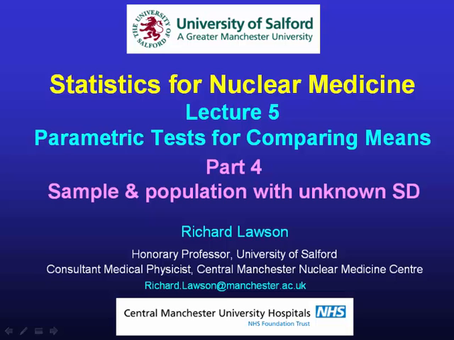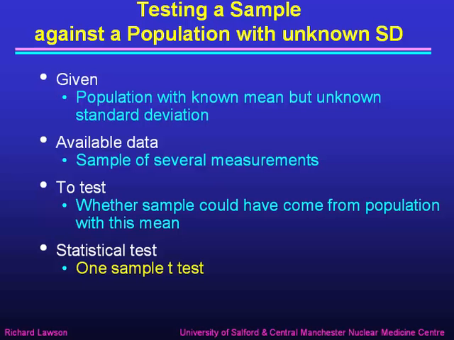This is part 4 of my lecture on parametric tests for comparing means, in which I'm going to be looking at how to compare a sample with a population with an unknown standard deviation. Here we're testing a sample against a population with unknown standard deviation. If you remember, in the previous part of this lecture we were comparing a sample against a population when the standard deviation was known, but here we don't know the standard deviation.